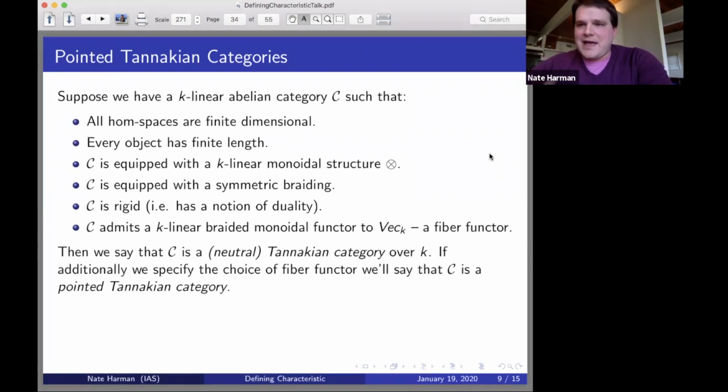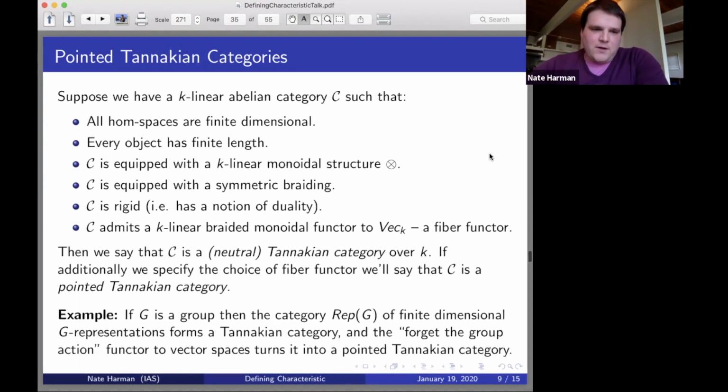So if I additionally specify what this fiber functor is, and I keep track of the category with all of this additional structure and fix the functor to vector spaces, this is what I'm going to call a pointed Tanakian category. All right, so that's all that I mean by that term. And so let me unpack this a bit and give an example.